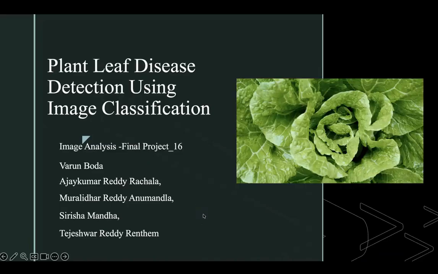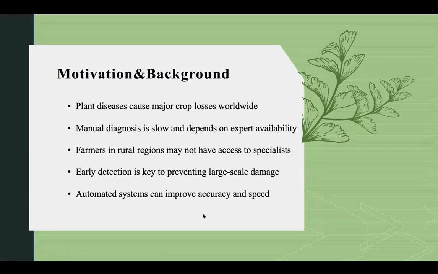Motivation and background. We started this project with a simple but important question. Can deep learning help farmers detect diseases early just from leaf images? Plant leaf diseases are one of the biggest reasons for crop loss worldwide. Usually, diagnosis is done manually. Someone looks at the leaf and tries to identify the disease.